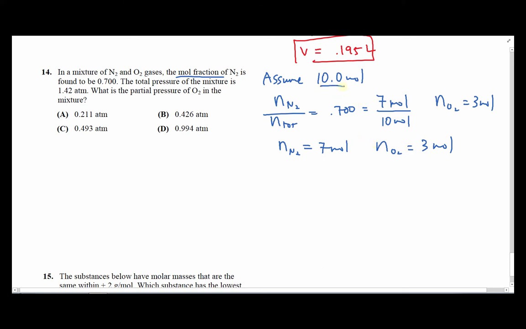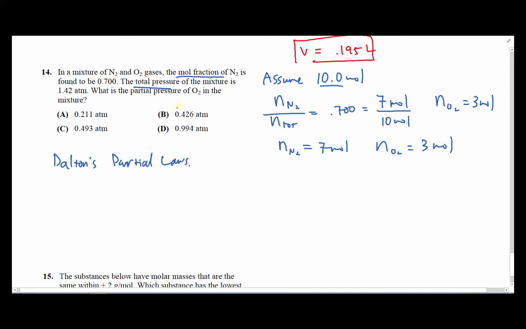If you chose 1 mole, then we're going to have 0.7 moles for the nitrogen and 0.3 moles for the oxygen. And we have another piece of information, total pressure. So you need to use the Dalton's partial pressure law equation.